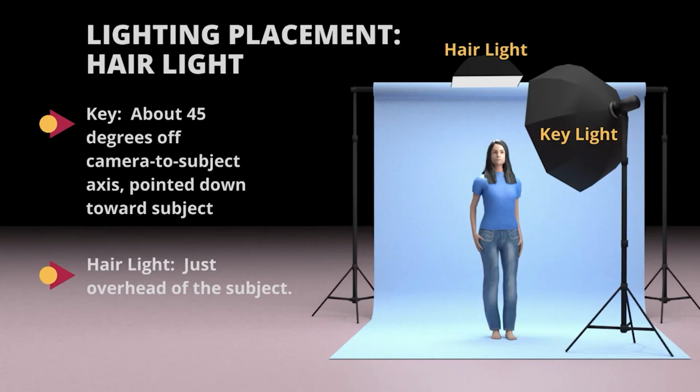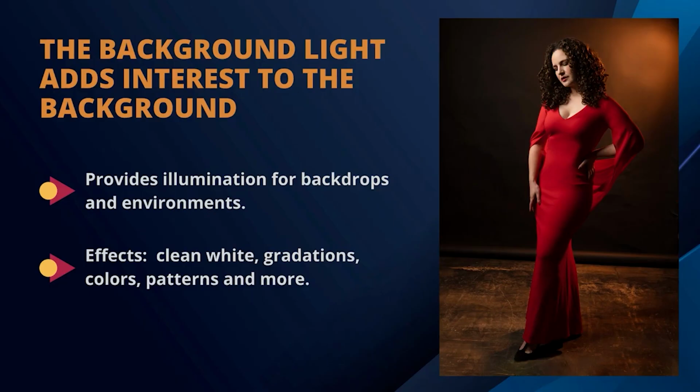Classic placement for the hair light looks like this. Again, you've got your key light on one side and your hair light coming in straight from above. It can be 2 or 3 feet above the subject's head. And finally, we can use that second light as a background light to add interest to the background. Now, background light basically provides illumination for backdrops and environments.